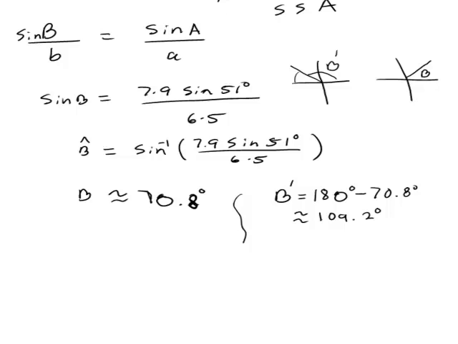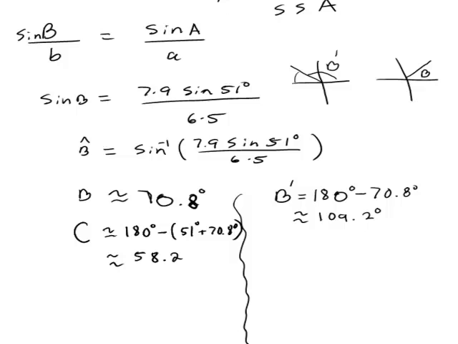Okay, so I'm going to draw a little dividing line here as we go along. Okay, so now I need to find angle C. So if I know that A is 51 and B is 70.8, I take 180 and subtract off the sum of those two angles, so it's 51 degrees plus 70.8 degrees, okay, and we run that into the calculator, and we get 58.2 degrees.